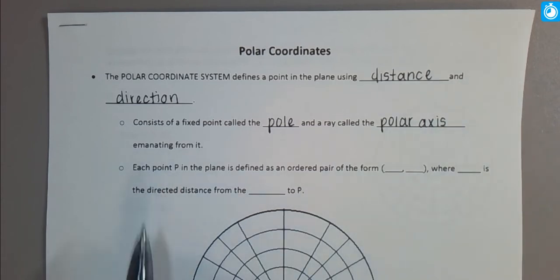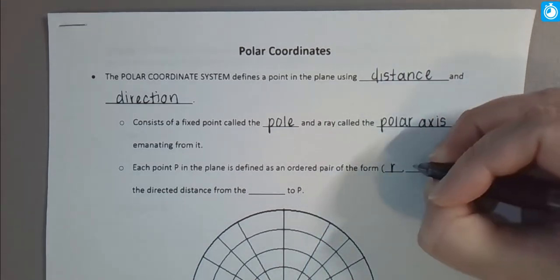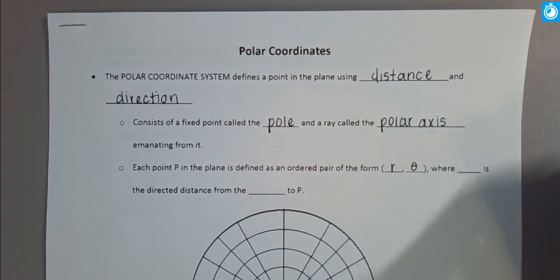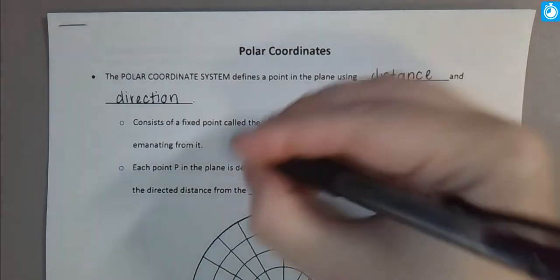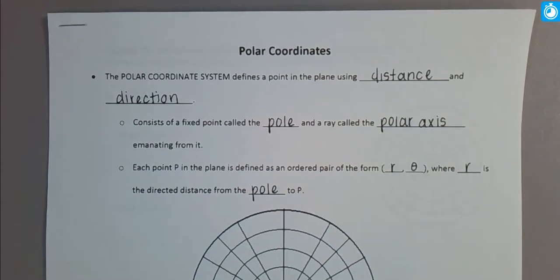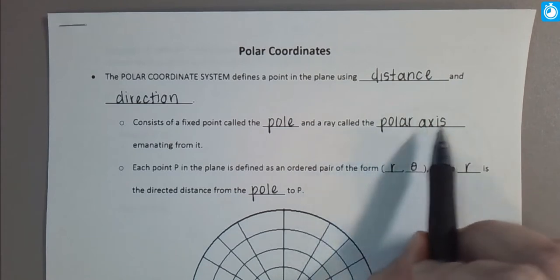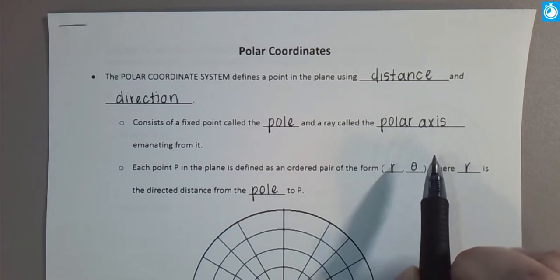Now each point in the plane is defined as an ordered pair, but it's not going to be x comma y, it's actually going to be r comma theta. r is the directed distance from the pole to get to our point. So it's the amount of distance we would have to travel in a particular direction to get to the point from the center of the coordinate plane. Theta is going to tell us how far we would have to rotate around starting from the polar axis to get to our particular location.